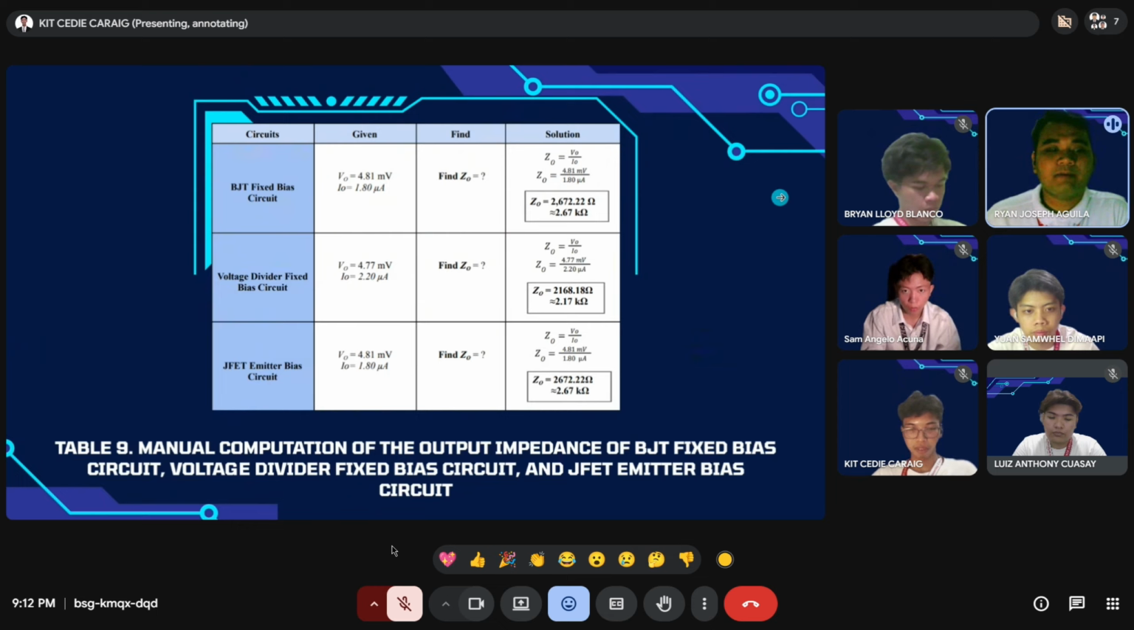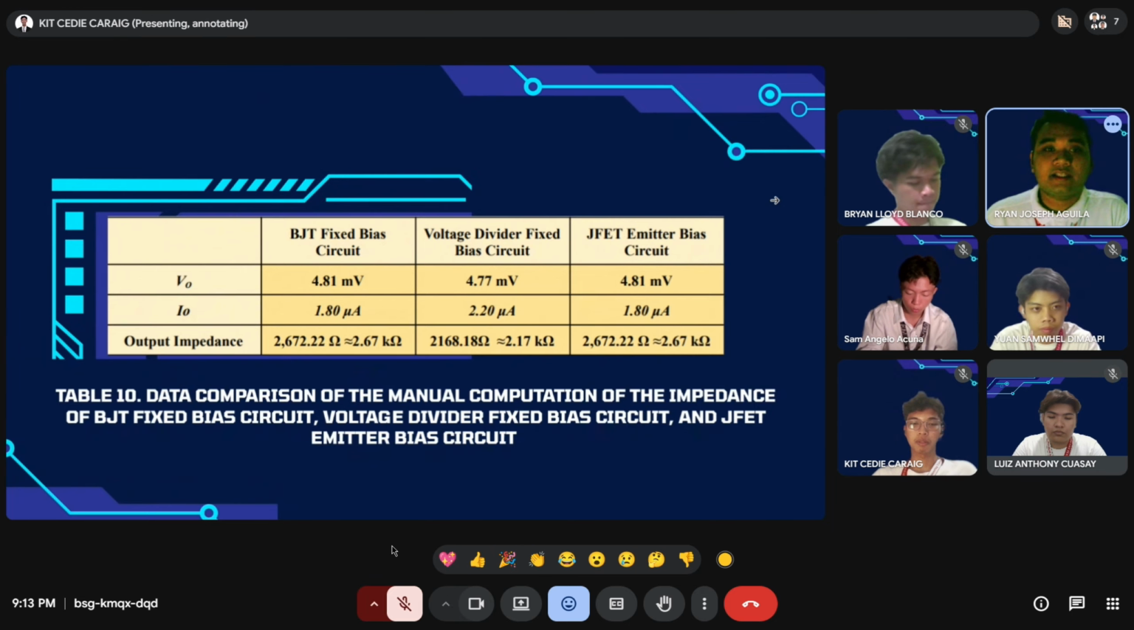In this table, the manual computation of the output impedance of the BJT fixed bias circuit, voltage divider bias circuit, and the JFET emitter bias circuit. The formula we use is the output impedance equals VO over IO. And next slide, please. Finally, table 10 presents the output impedance of each circuit.